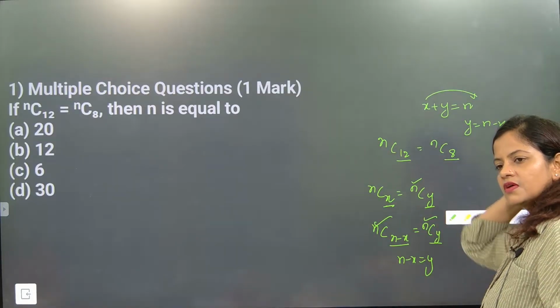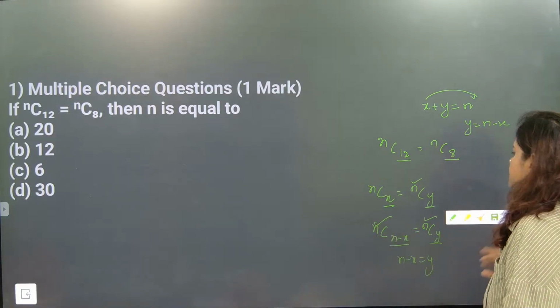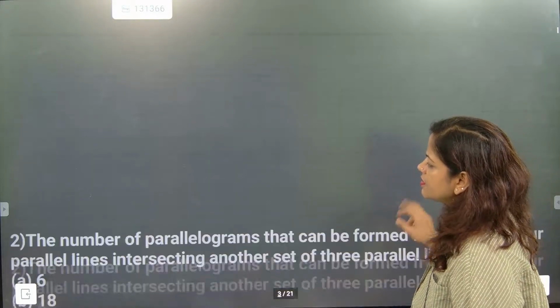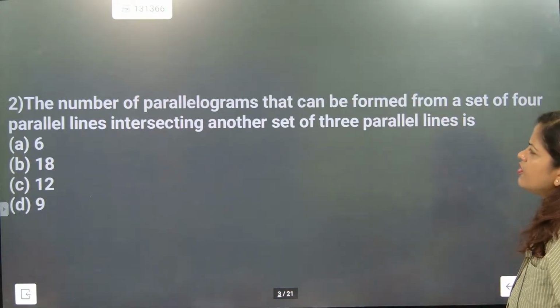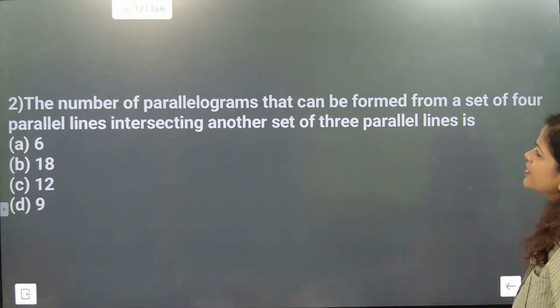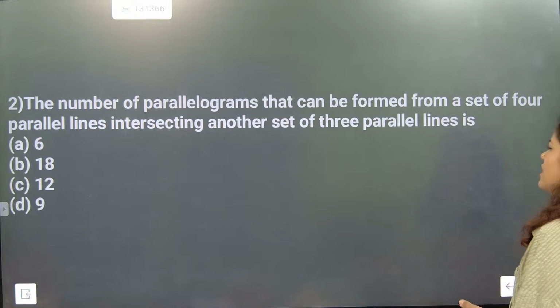Nishika, done? We'll go for the next question. Come on, children, solve this question. The number of parallelograms that can be formed from a set of 4 parallel lines intersecting another set of 3 parallel lines is.